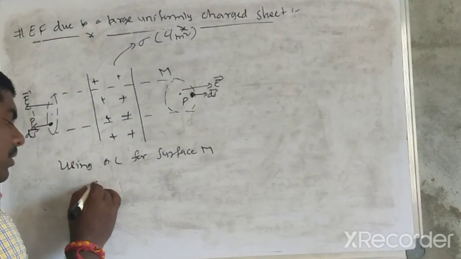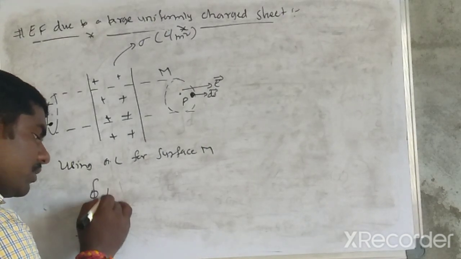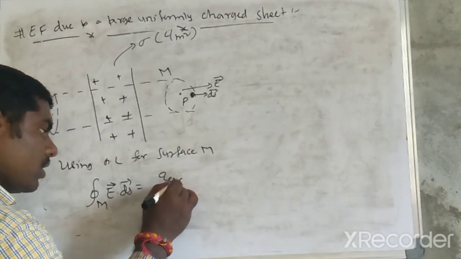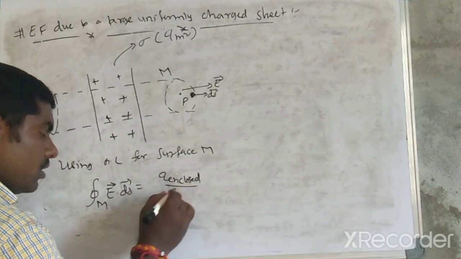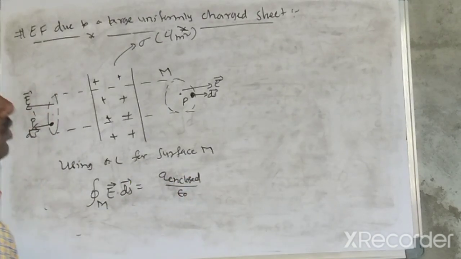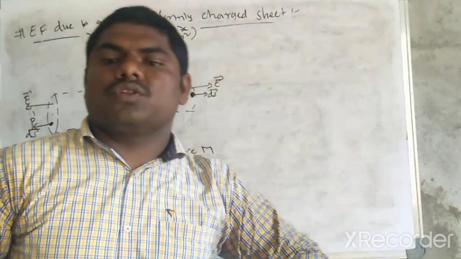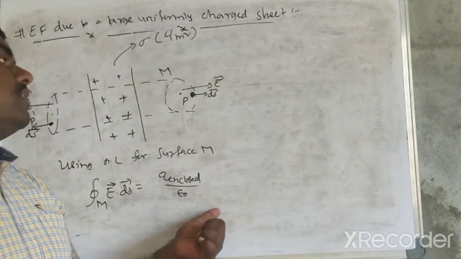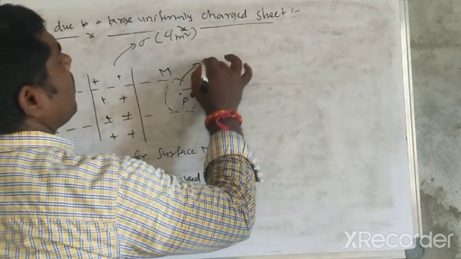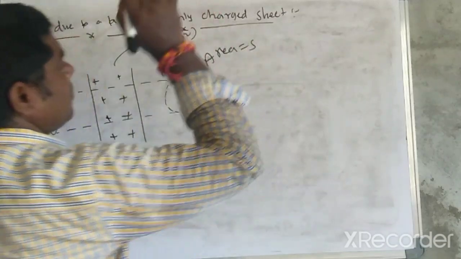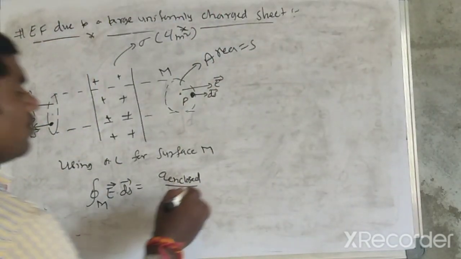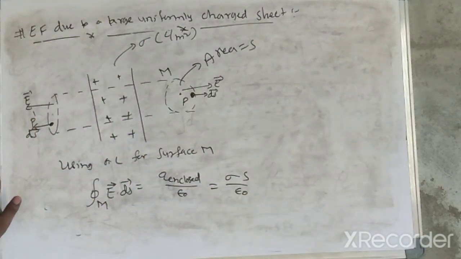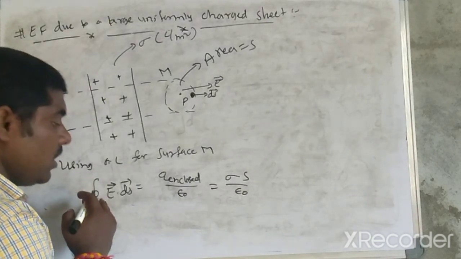So what is the formula? Closed integral over M of E bar dot ds bar is equal to Q enclosed by epsilon naught. Q enclosed is nothing but charge density into surface area. This total surface area I would like to consider S. So charge density into S divided by epsilon naught. The uniform electric field you may write outside of the integral.